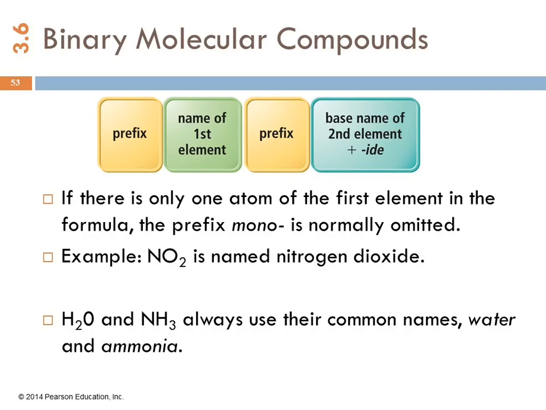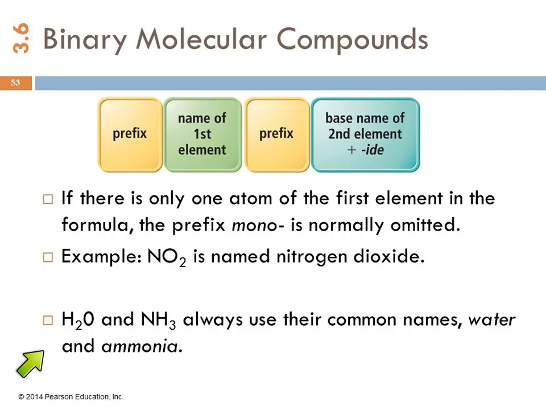And of course there have to be a couple of exceptions. If there's only one atom of the first element, that prefix mono is normally left off. That applies to the first element only. This is an extension of chemists hating the number 1, right? Because mono means 1. So if we don't have to write it or say it, we're going to avoid that. So as an example here, NO2, there is one nitrogen, and so that's the first element. So we're not going to say mono. We're just going to say nitrogen, and 2 oxygens is dioxide. And we'll do some examples.